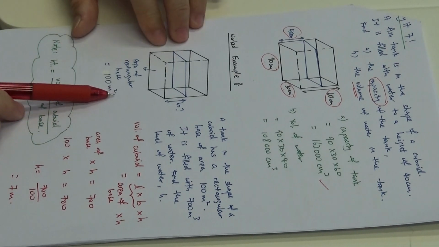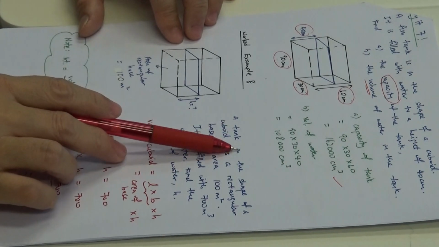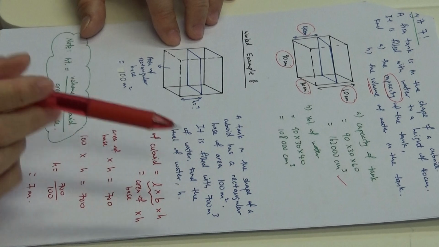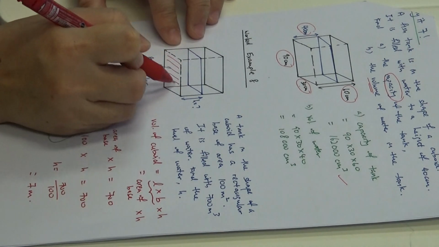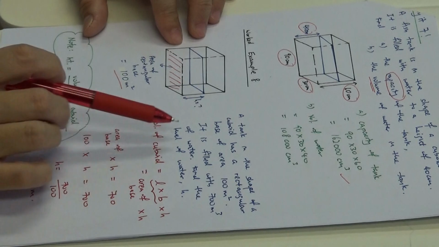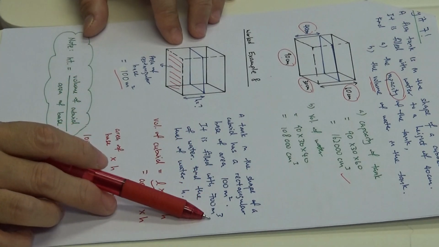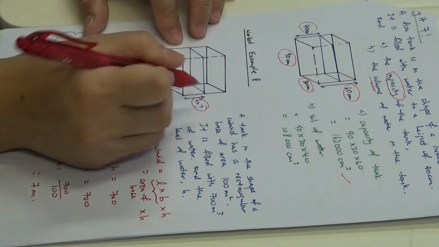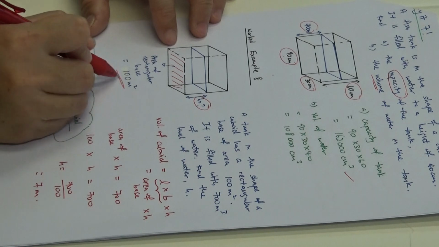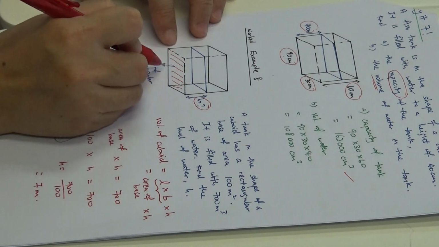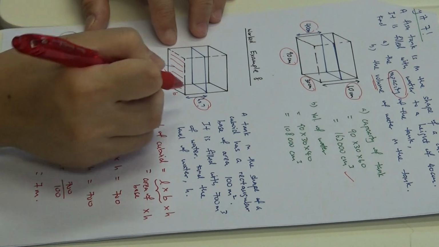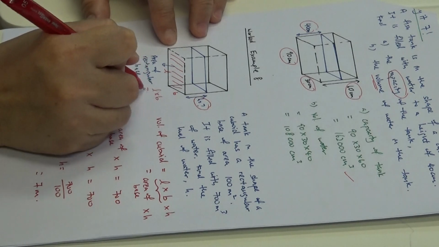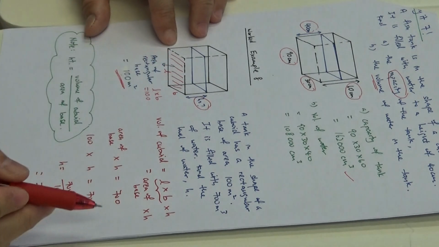Now let's look at this example. A tank in the shape of a cuboid has a rectangular base of area 100 meters square. That means this has got area 100 meters square. It is filled with 700 meter cube of water. Find the level of water h. That means what is the height here. Now, this 100 is actually the area of the base, which we get from length and breadth. So, length times breadth is actually 100, because this is the area of the base.